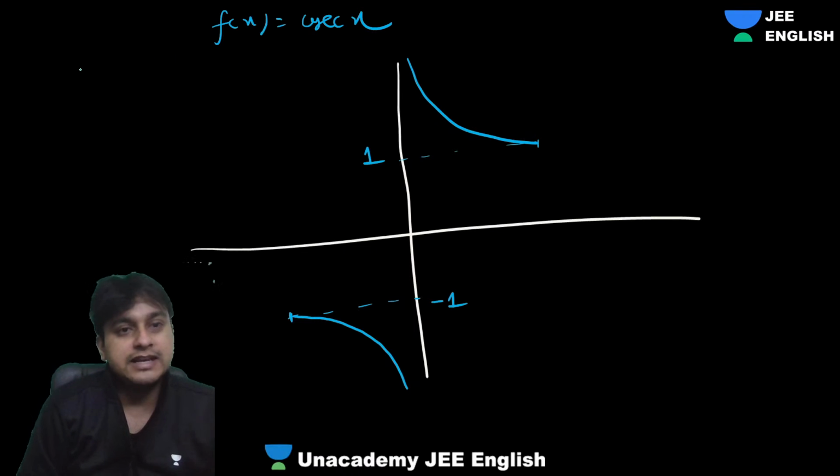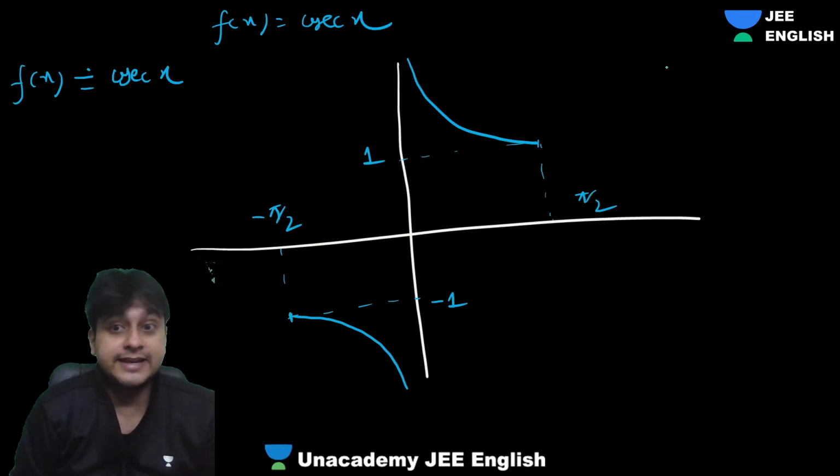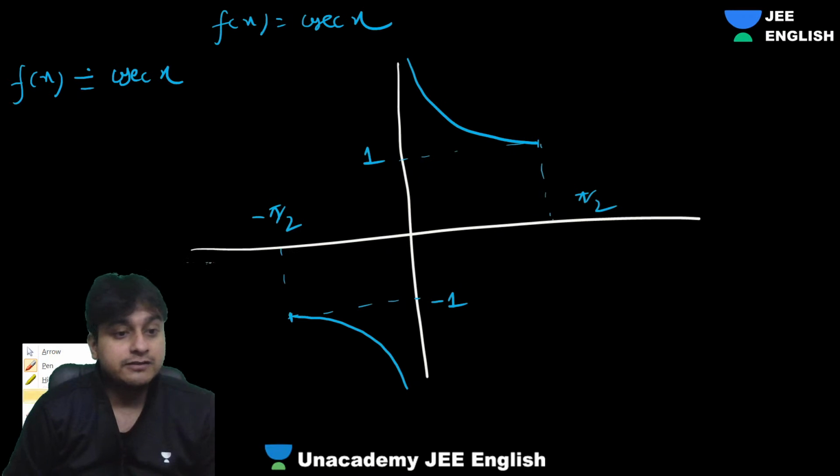So guys, let me write down this domain and range. Obviously you can see here the graph is defined except at 0. We should not take 0. So for the domain of f of x equals cosec x, we are going from minus pi by 2 to plus pi by 2. This is about cosec x only, don't confuse, this is not the inverse.